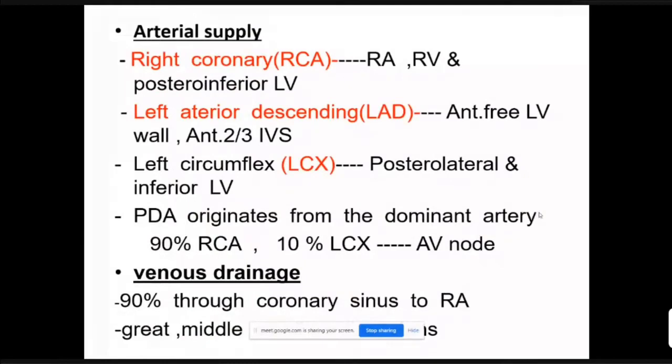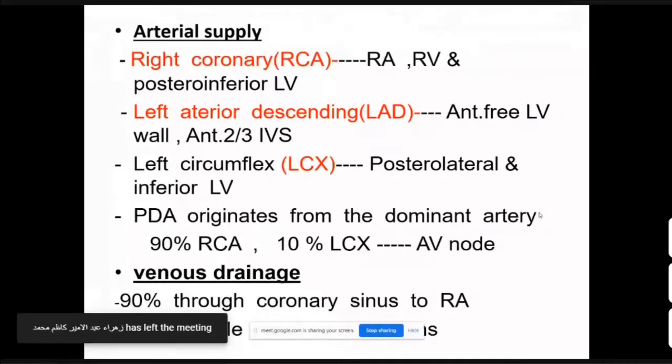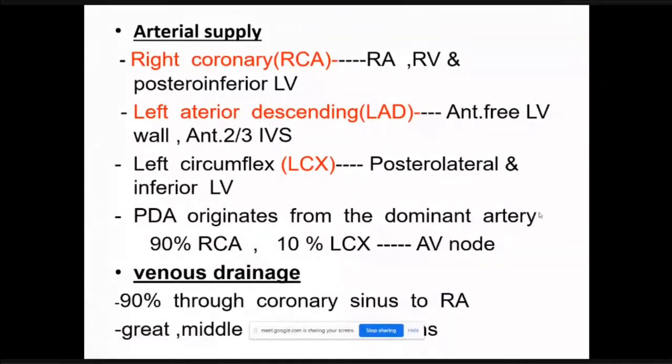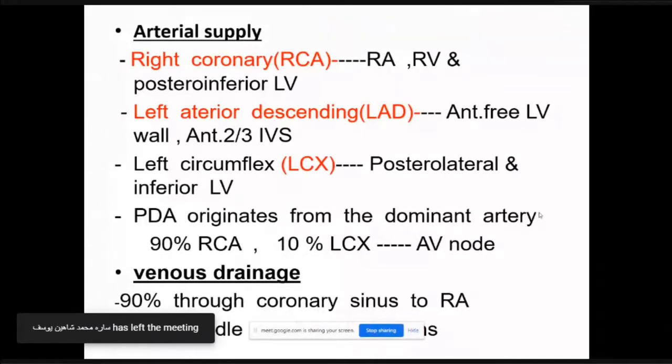Arterial supply. All of you know that we have three major supplies of the heart. We have the left main stem that trifurcates or bifurcates into the left anterior descending artery, which gives the anterior branches and supplies the anterior free LV wall and the anterior 2/3 of the septum. While the left circumflex, another branch of the left main stem, supplies the posterolateral and the inferior left ventricle.